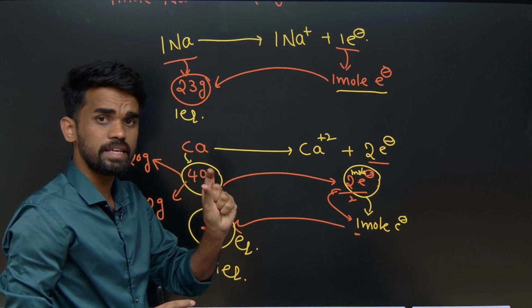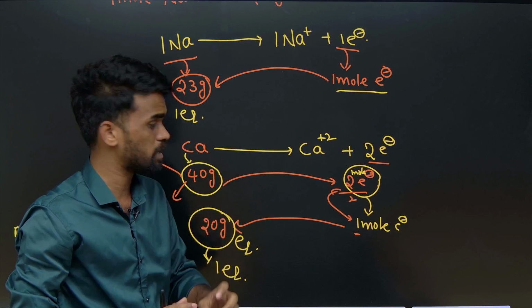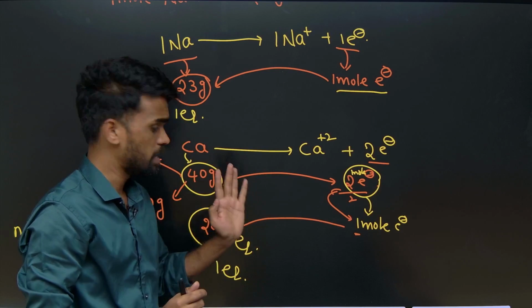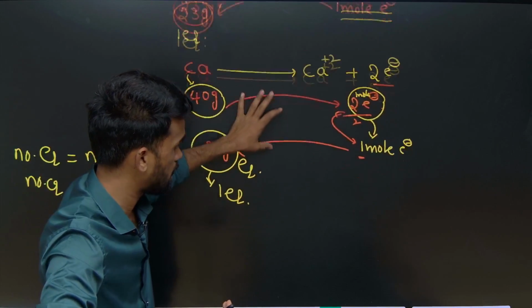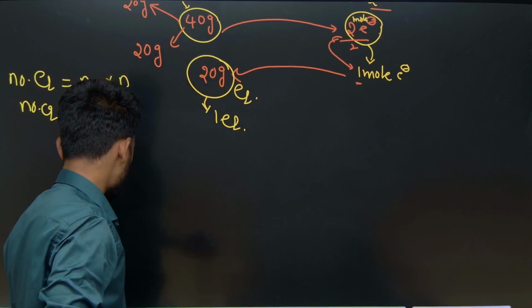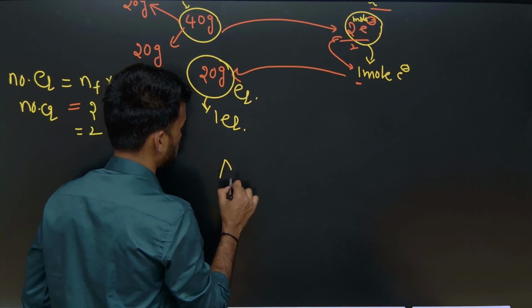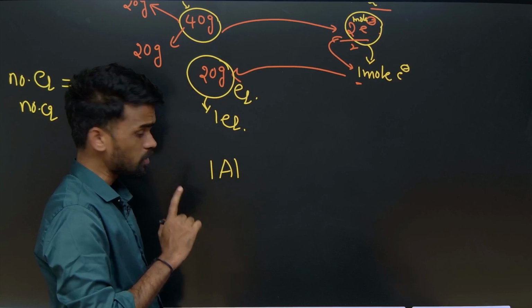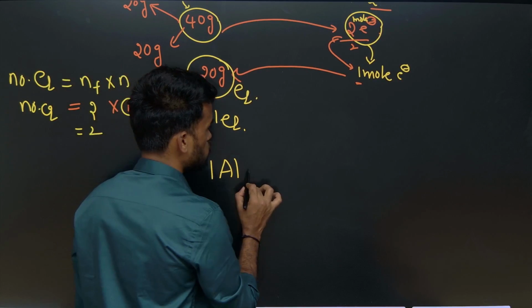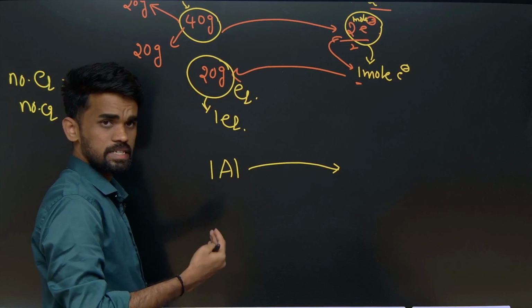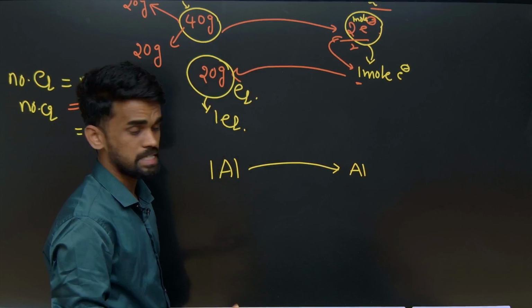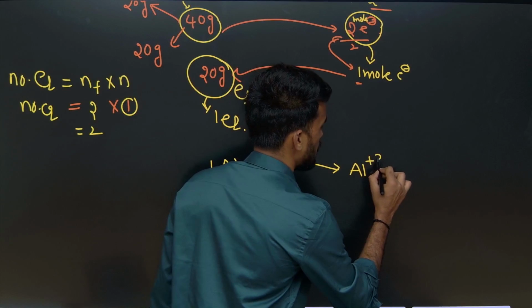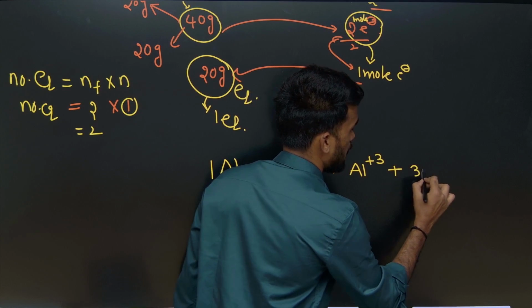Understanding the equivalence is one of the most important things, because most students get confused in this part. I just want to give a little more clarity on this equivalent concept. So look here: 1 mole aluminium. Since it releases 3 electrons from the valency, its valency factor is considered as 3. Now we can write Al3+ plus 3 electrons.